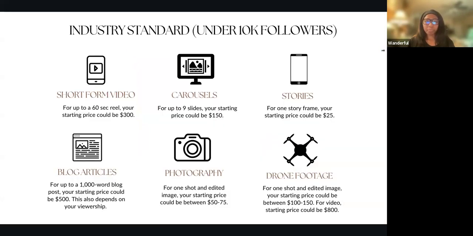Now, I want to just quickly go through some of the industry standard rates for creators under 10K followers. These are the prices that I tend to see a lot within the industry. And when I say industry standard, I mean literally the minimum you should be charging, because this is what brands are paying creators like it's nothing.